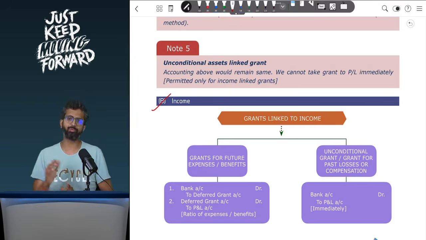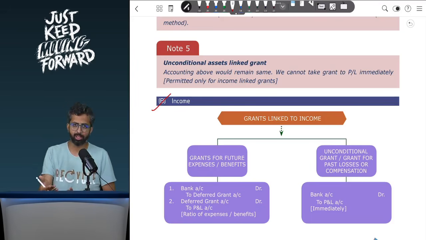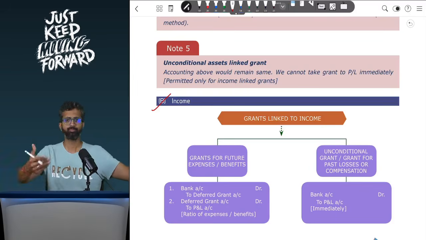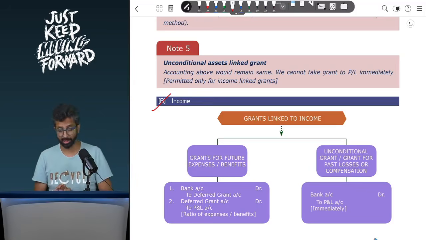Now, how do you account for the grant linked to income? Well, it depends on whether this grant is unconditional or it is linked to some past losses suffered by the entity. If yes, then the standard says you can take it to the P&L. If it is linked to certain past losses, these losses have already gone to the entity's P&L, and hence if the grant is received, you can credit the P&L directly.